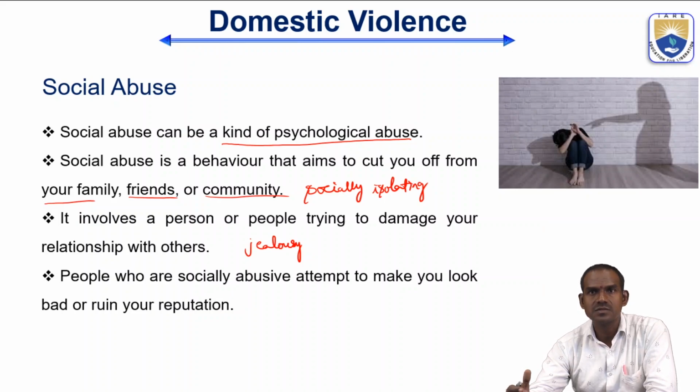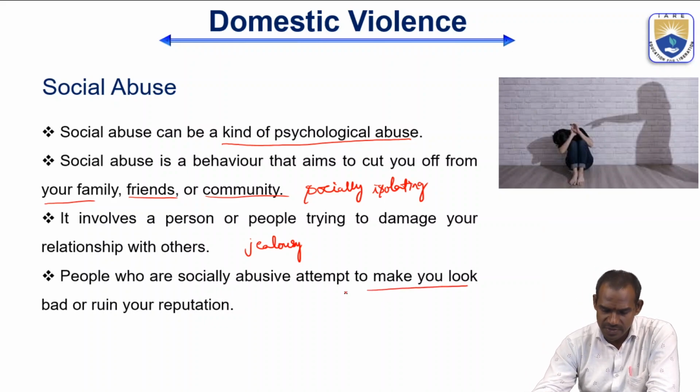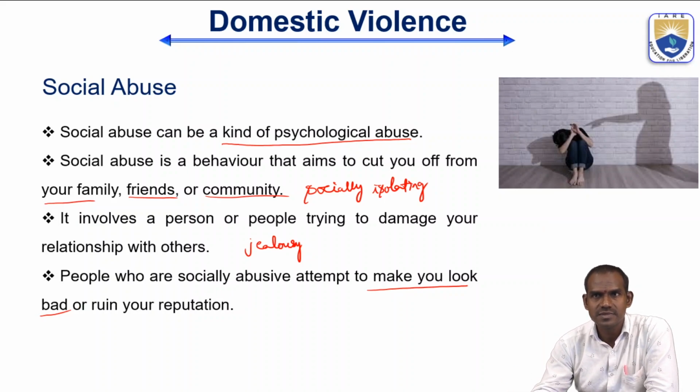So that is a part of social abuse. People who are socially abusive attempt to make you look bad or ruin your reputation. As I said just now, they try to make you look bad, even though you are looking very good. They will create a problem, a kind of jealousy, and they will create one kind of rumor and spread that rumor throughout, and they will make such a person look bad, even though he is very, very good.